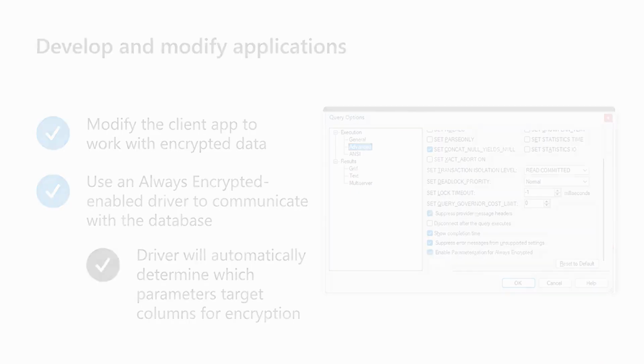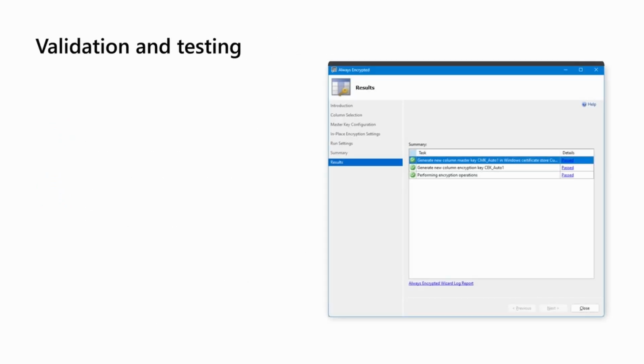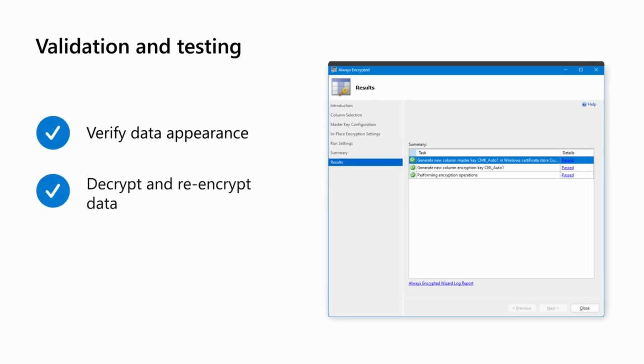query. Validation and testing. Upon setup, validating and testing are crucial to ensure your implementation works as expected. You might inspect a few rows to verify the data appears as random characters, decrypt and re-encrypt the data to ensure the keys are working correctly, or confirm user access to the CMK and CEK as assigned.